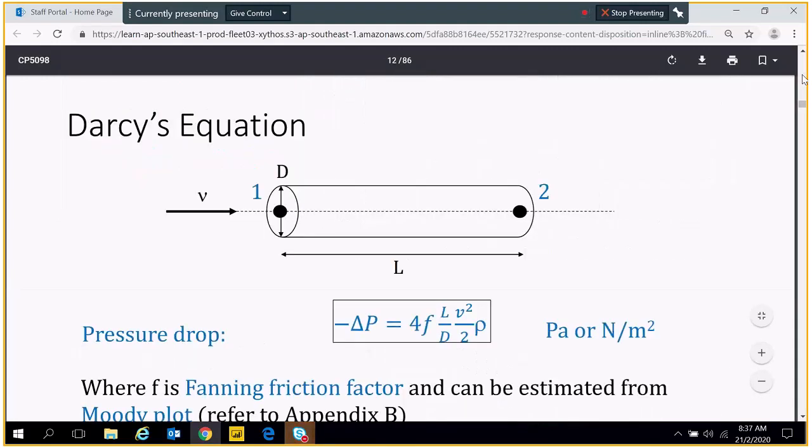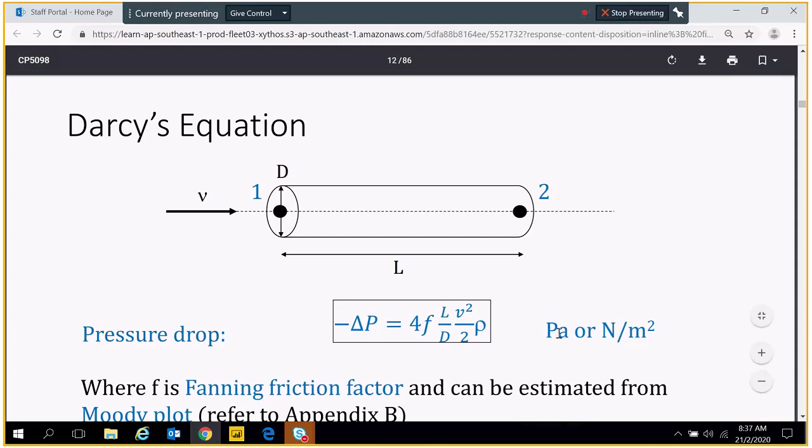Now, for the straight pipe, you just let L equal to 1 meter. L equal to 1 meter, and the D is the pipe inner diameter. So your unit will be Pascal per meter. Let L equal to 1 meter.